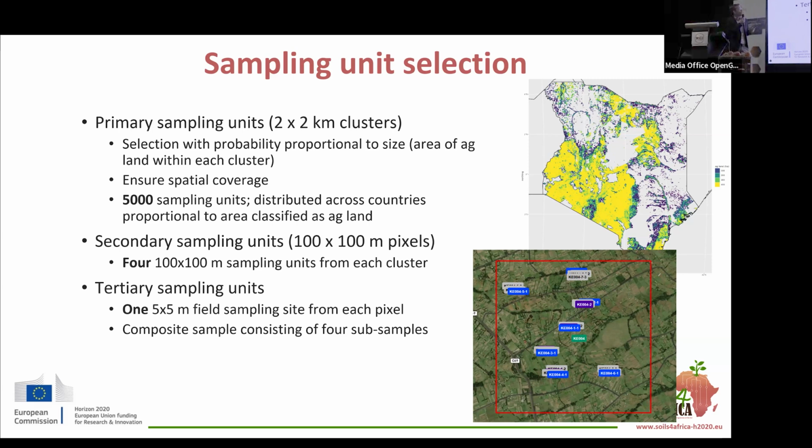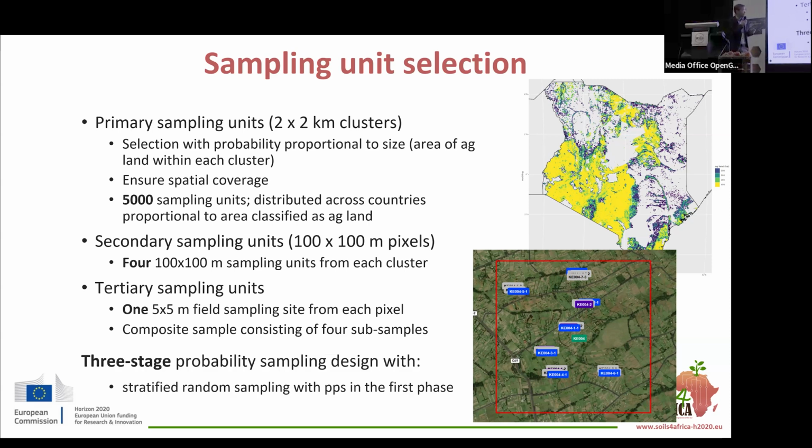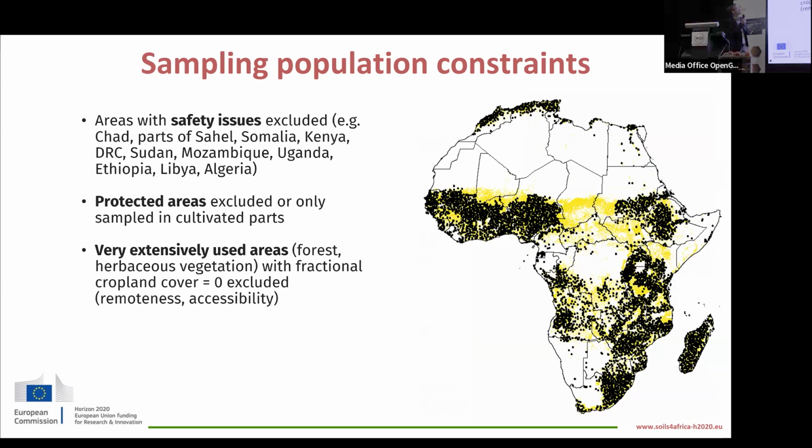Once we had these, we selected 4 in each cluster, 4 secondary units, so 4 of these 1 hectare pixels. And once we had done that, within each of these 4, we selected 1 5 by 5 field sampling unit. We took a composite sample consisting of 4 subsets. We'll skip that last point here. We did that, and then you get the map that you see here on the right. Those are the 5,000 clusters that we selected across the agricultural land.